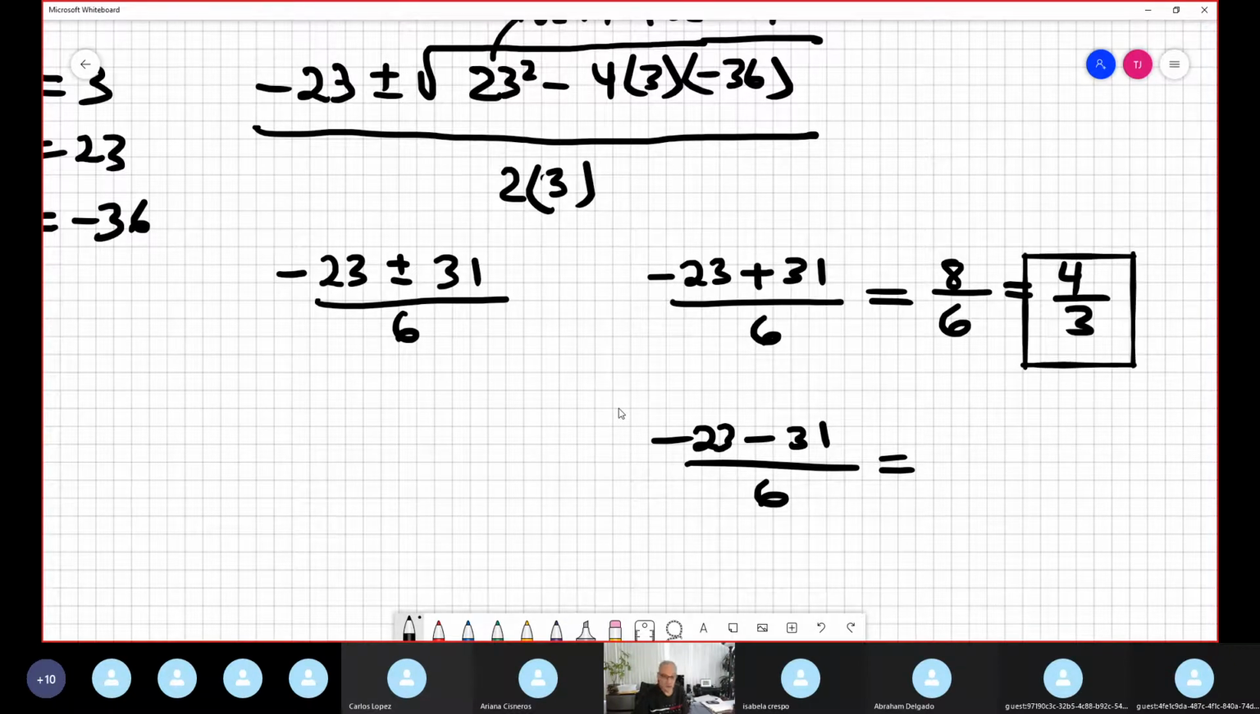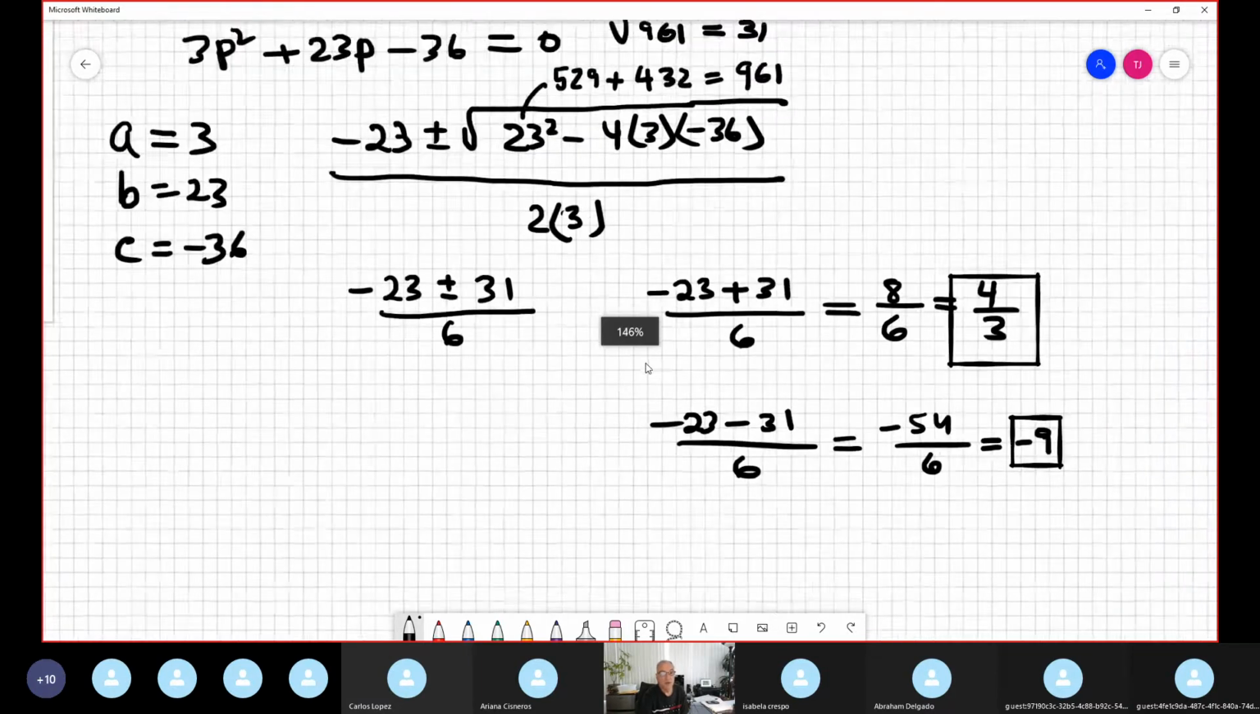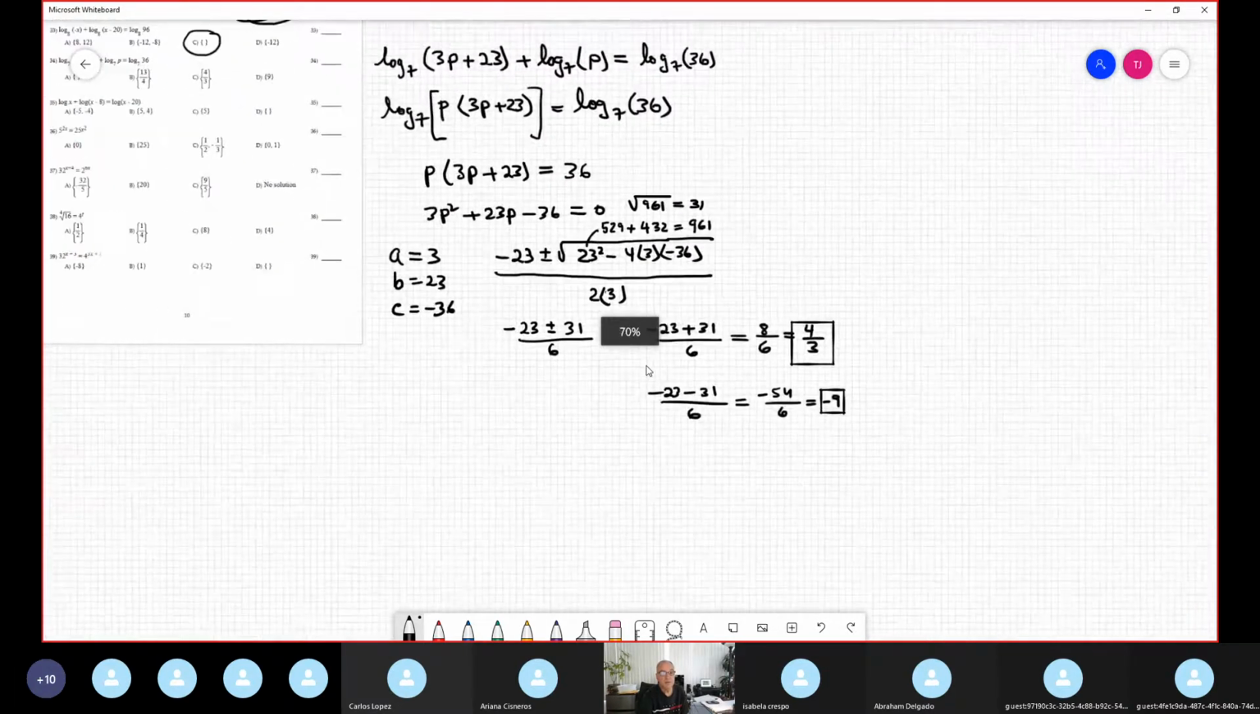Okay, 4/3. Negative 23 minus 31 is negative 54. Negative 54 divided by 6 is negative 9. I suppose that this negative value doesn't work in the logarithm equation. It's obvious, right? It's obvious because here P equal to negative 9 is undefined. So delete it. I need to check 4/3, double check it now.